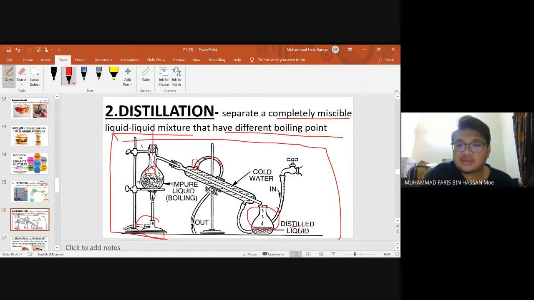The distilled liquid is a liquid where we can separate a completely miscible liquid mixture, because plain water actually contains water and minerals. By using this kind of distillation method, we can separate the minerals and the water. So this distilled liquid is very pure water compared to the liquid in the round bottom flask.